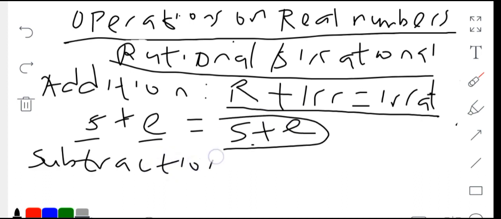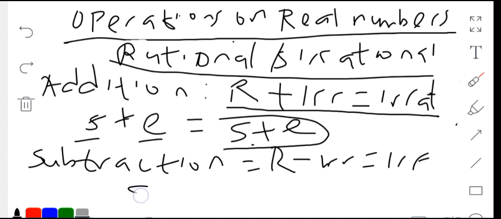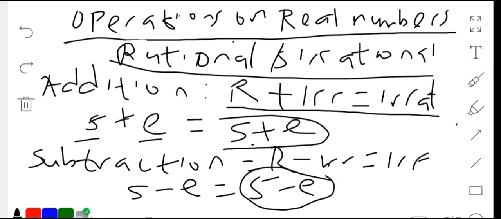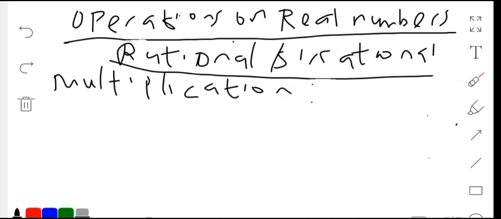For subtraction, a rational number minus an irrational number always gives us an irrational number. Let's test this too. Same thing with the first example: 5 minus e always gives us 5 minus e, which is irrational. Multiplication. For multiplication, a rational times an irrational number will always give us an irrational number again.